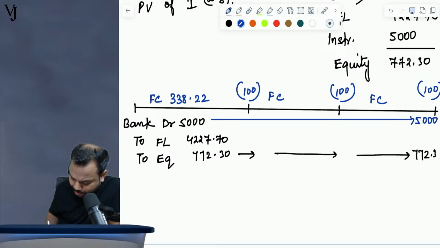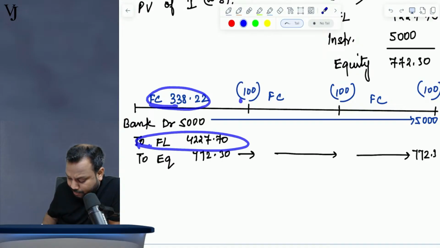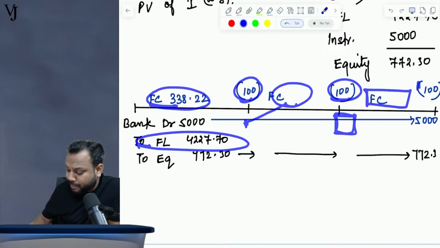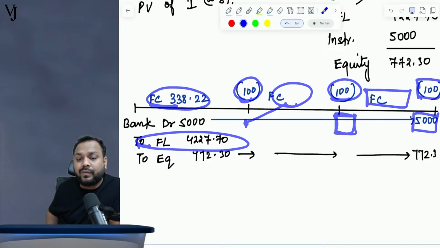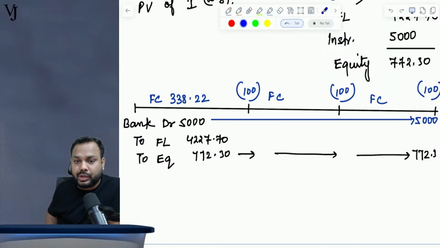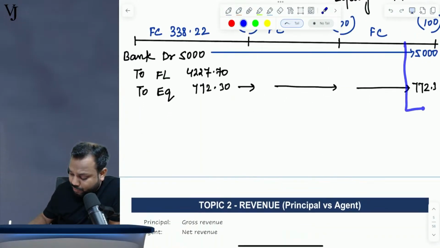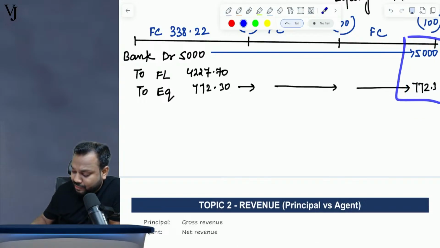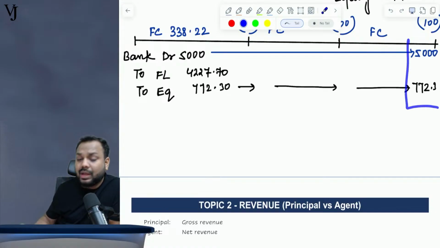This is the opening balance plus finance cost minus payment. On this balance we compute finance cost at the rate of 8%, then pay off 100, and this is the balance of the second year. Now on this balance, I will compute the finance cost at the rate of 8%, pay off 100, and we'll get the value of 5000. Now on the settlement date, we have 5,772.3 as equity and financial liability.